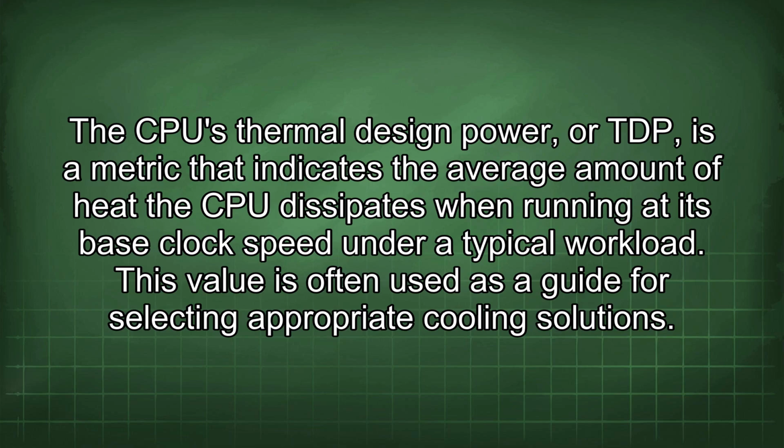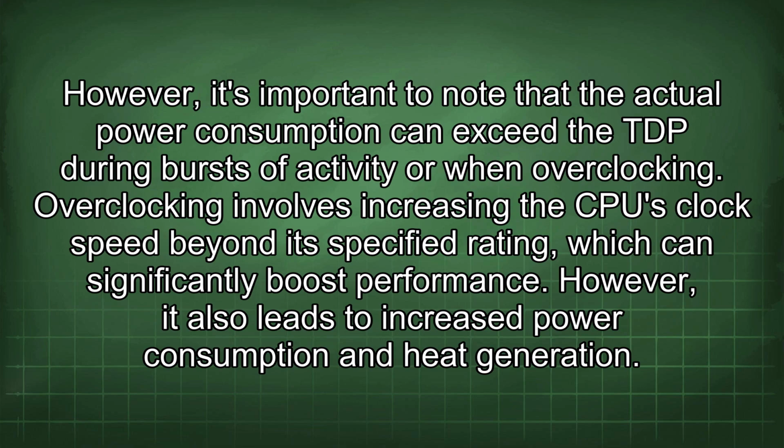The CPU thermal design power, or TDP, is a metric that indicates the average amount of heat the CPU dissipates when running at its base clock speed under a typical workload. This value is often used as a guide for selecting appropriate cooling solutions. However, it's important to note that the actual power consumption can exceed the TDP during bursts of activity or when overclocking.